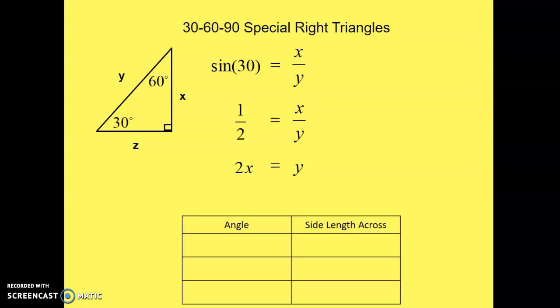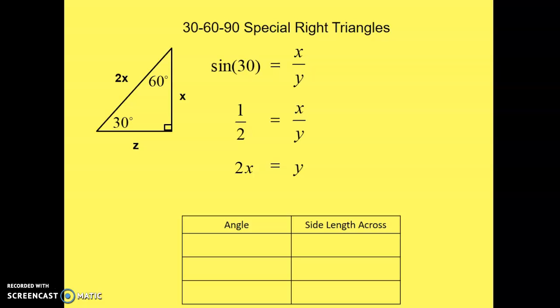So what we can do now is replace our hypotenuse of y with 2x. So we're going to substitute it in because 2x and y are equal to each other. So we can replace the y in our triangle with 2x. Okay, we're going to do something along the same lines with z.